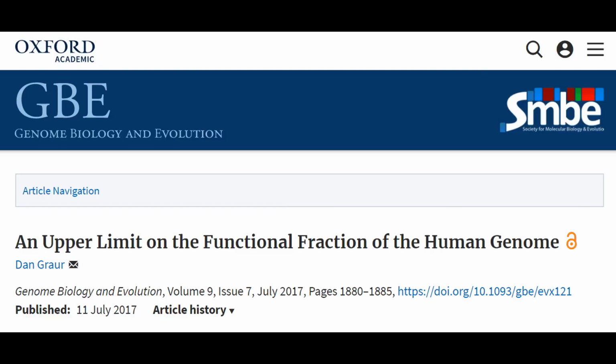More recently, Dan Graur published a paper where he shows that 25% is the upper limit for the functional portion of the genome, while 10 to 15% is a more reasonable estimate. If it was higher than that, every couple must produce an unreasonably high amount of children on average just to compensate for the mutation load in order to maintain our population.